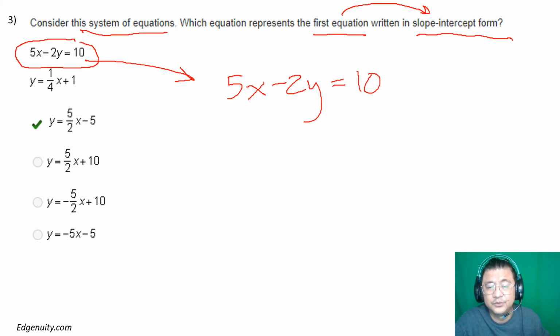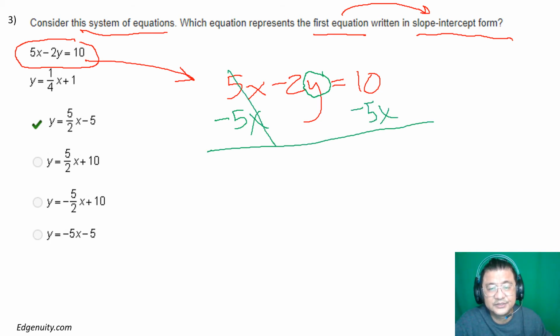So what do we do? We isolate the y so that y will be alone. So let's get rid first of what? Let's get rid of minus 5x. Minus 5x to the left, minus 5x to the right.